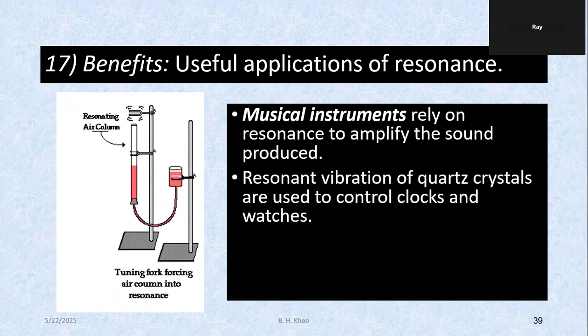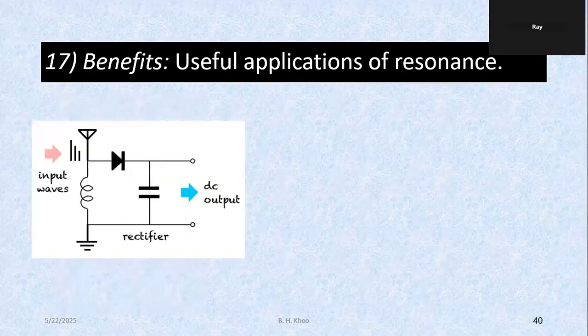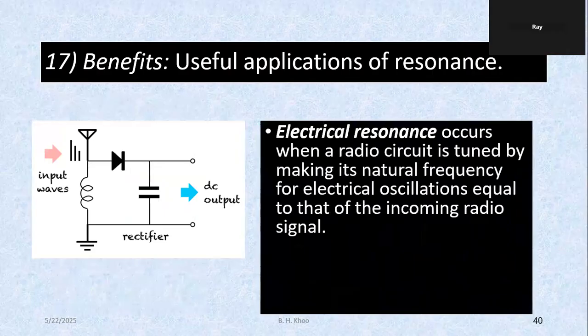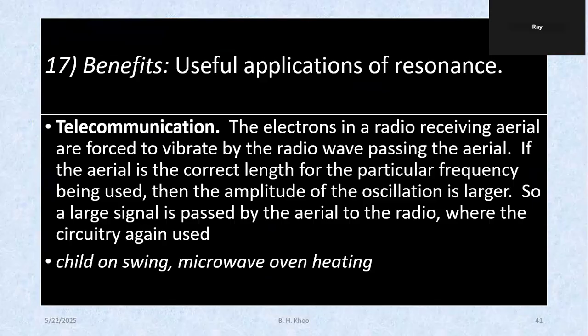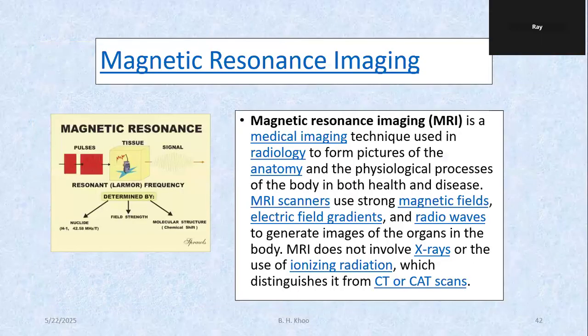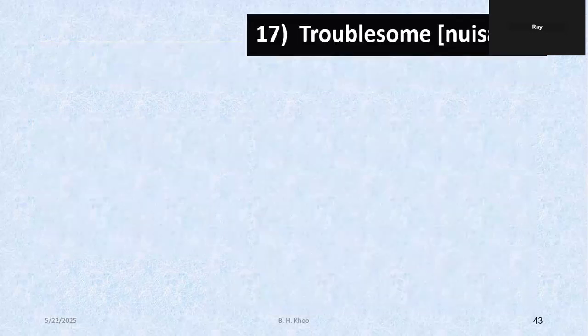Resonant vibration of quartz crystal is used to control clocks and watches. I just go briefly. Electrical resonance occurs when a radio circuit is tuned by making its natural frequency for electrical oscillation equal to that of the incoming radio wave. That can receive the incoming radio wave. Won't bother about all this anymore. Can read yourself.